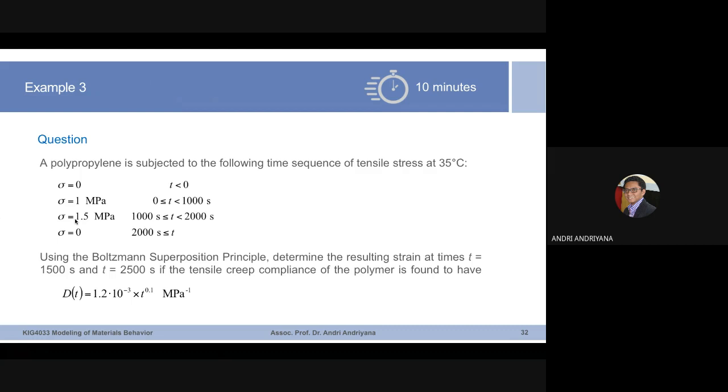So using the Boltzmann superposition principle, determine the resulting strain at times t equal to 1500 seconds and t equal to 2500 seconds, if the tensile creep compliance of the polymer is found to have this value: D(t) equal to 1.2 times 10 to the power of minus 3 times t to the power of 0.1 megapascal to the power of minus 1.